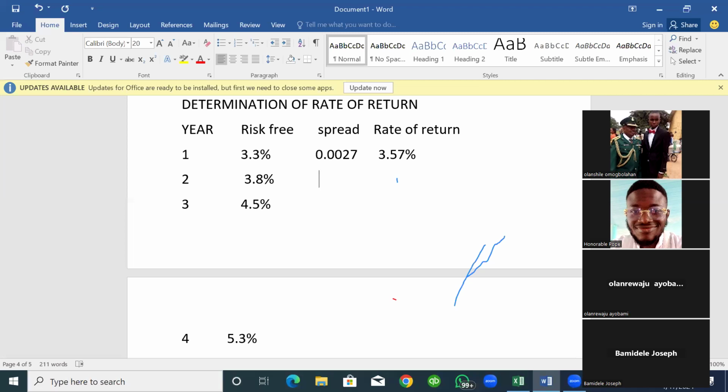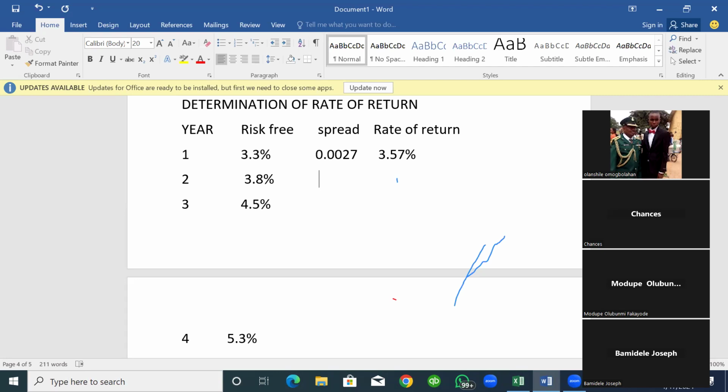So let's proceed. I don't get it. We have 3.3% and we are adding it to 0.0027. This is less than 1%. Hold on, sir. Are you on your calculator? Yes. 3.3, leave the percentage. Plus 0.0027. What did it give you? It gives me 3.3027. That's what it gives me.